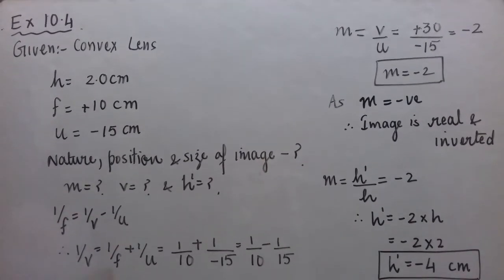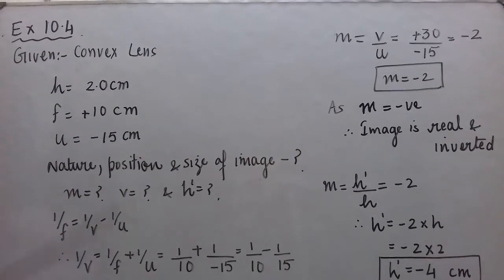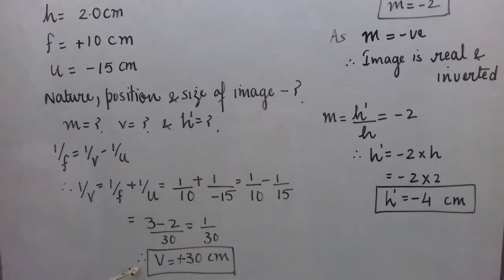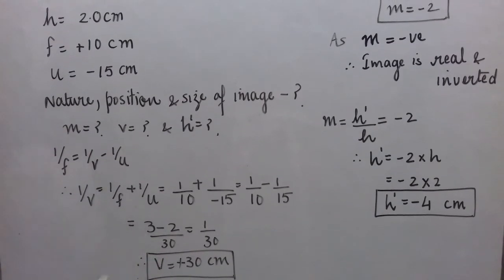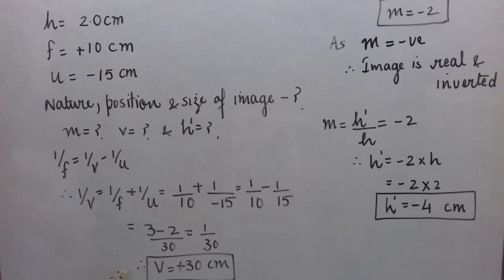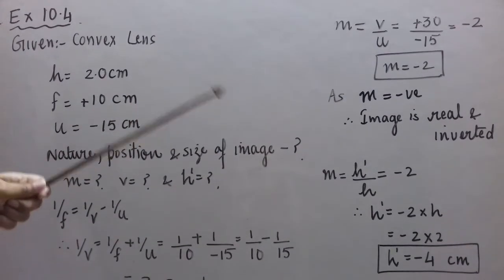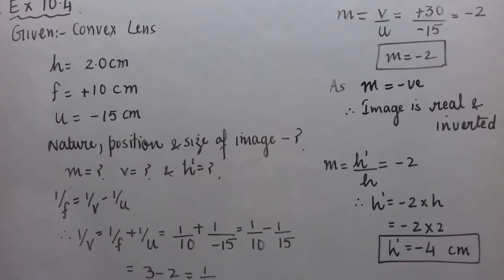Some students who have these properties of images at their fingertips can even write here that in a convex lens, as the image distance is positive, an image is formed behind the lens, and a real image is formed behind the lens, therefore the image is real. But some students may get confused, so the best way to find out the nature is by finding the value of M or the sign of M. I hope it is clear.